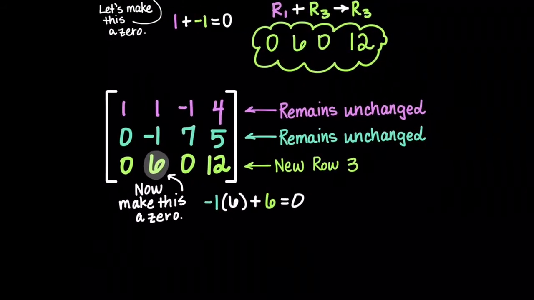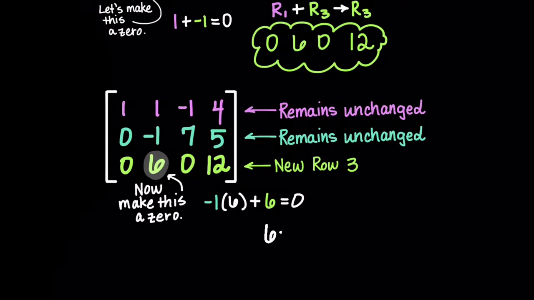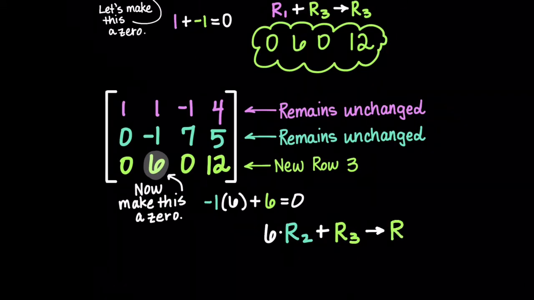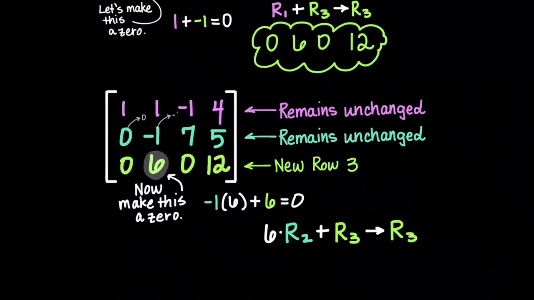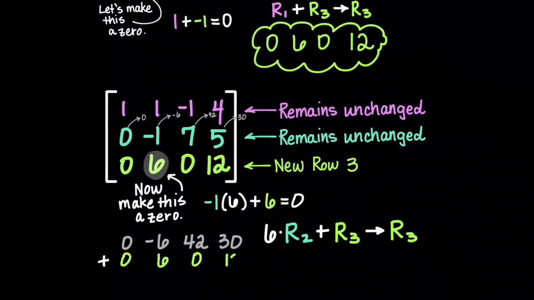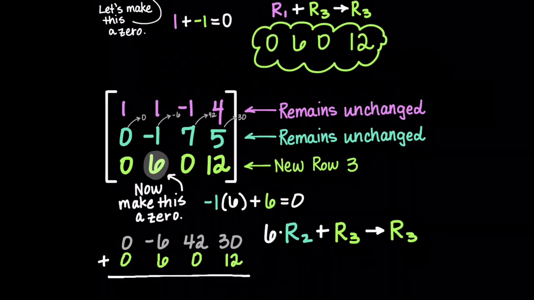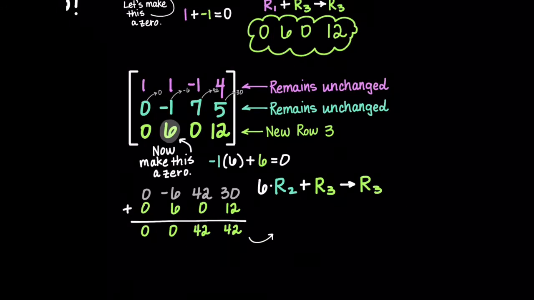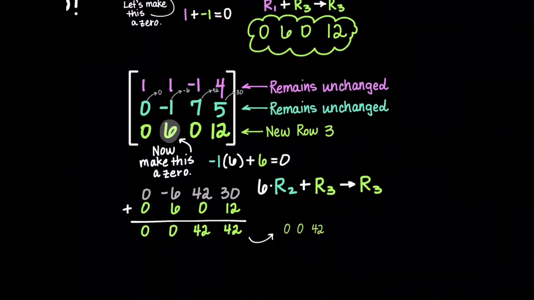Translating that into our notation for row operations, we'll have 6 times row 2 plus row 3 will yield a new row 3. And just like before, I'm going to keep track of what I get when I apply that multiplication property of equality to that second row. And once again, I'm just going to show you those process steps for adding 6 times R2 to R3 to obtain our new R3, which you can see is going to be 0, 0, 42, 42.